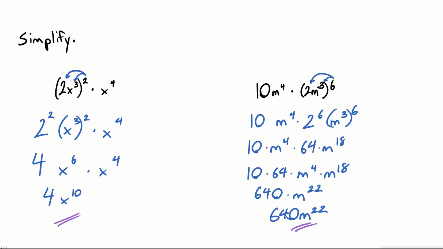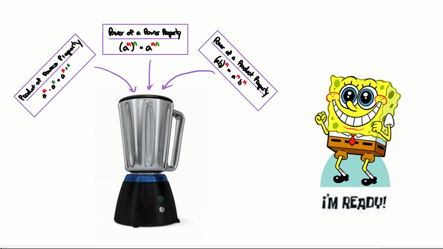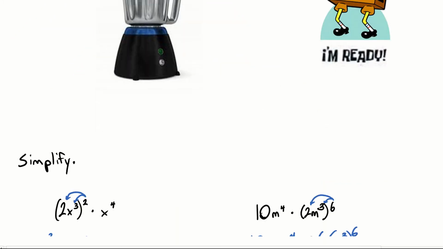Wow. Notice that for both of these problems, we used both. I repeat, both. No, I shouldn't say both because there's 3 of them. We used all 3 product properties of exponents, all 3 of them. Yeah, the 3 that we put into a blender. Thank you once again, SpongeBob.